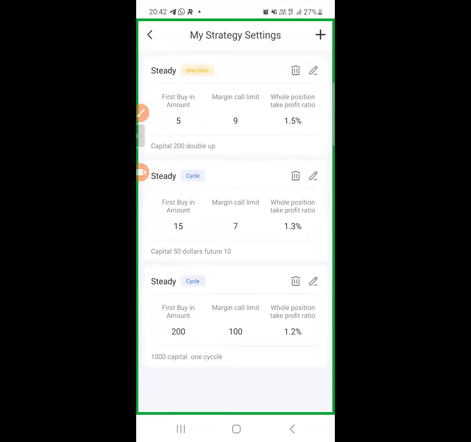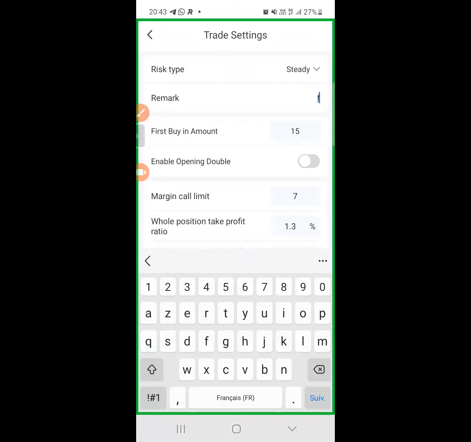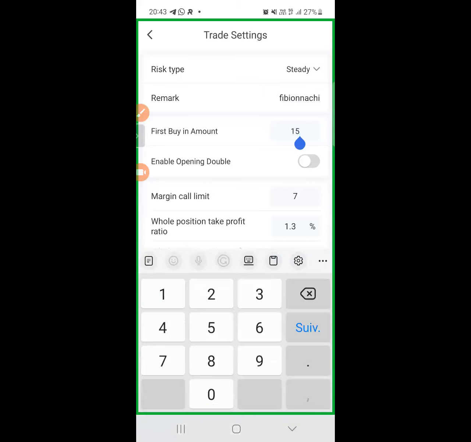Okay, now let's move to the next strategy, which is the Fibonacci strategy. We call it Fibonacci strategy. So I will tap on the plus, then I also give it a name. I will say Fibonacci settings. So the double up is the best, the Fibonacci is the better, and the 1+1 is the good. Okay, so now we are going for the Fibonacci strategy. So let's start with $10.